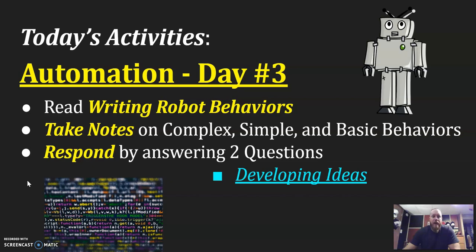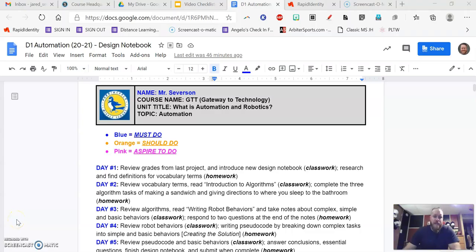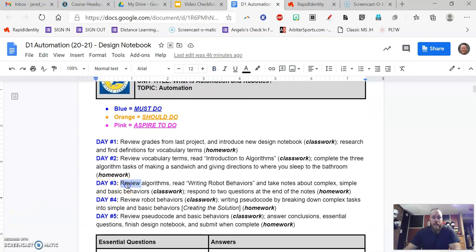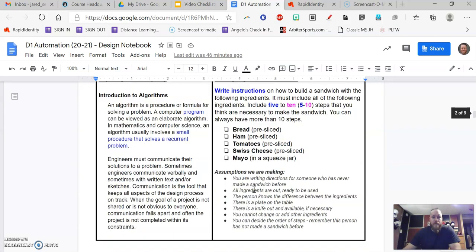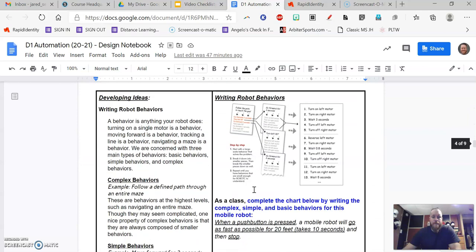So right now, if you don't have your design notebook open, go ahead and pause the video and open up your design notebook. Your design notebook now should be open. Once again, we are on day number 3. So together here, we're going to read the writing robot behaviors. We are going to take some notes about complex, simple, and basic behaviors, and then your homework is going to be to respond to 2 questions at the end of your notes here in your design notebook. So let's scroll down to find developing ideas. This is the information that we are going to go through today.